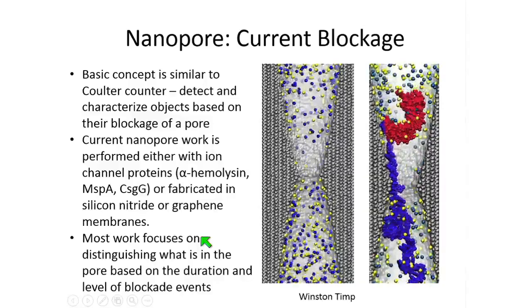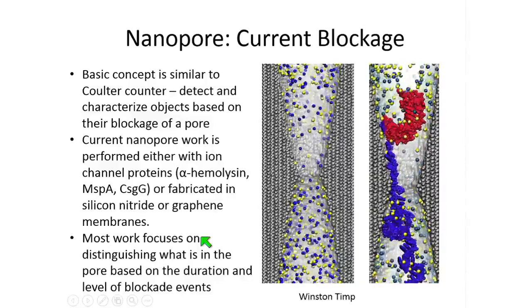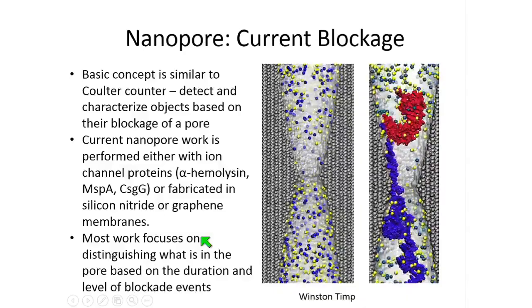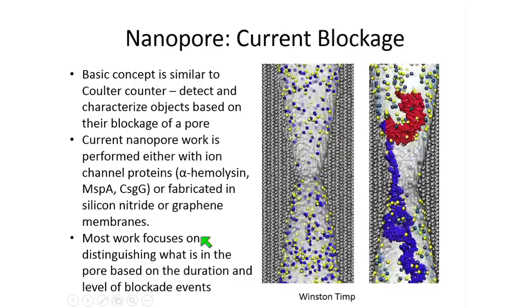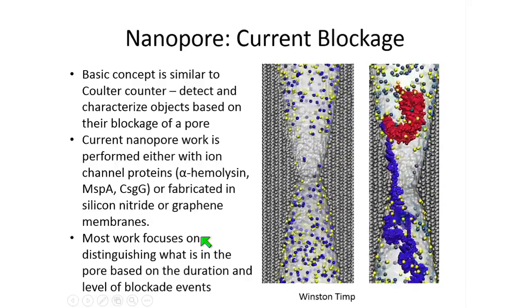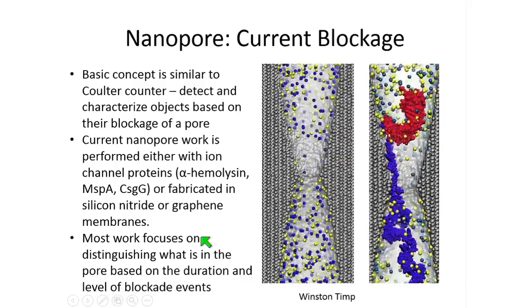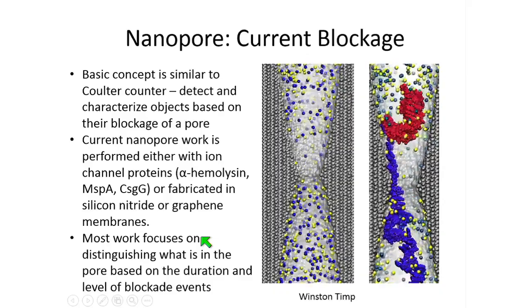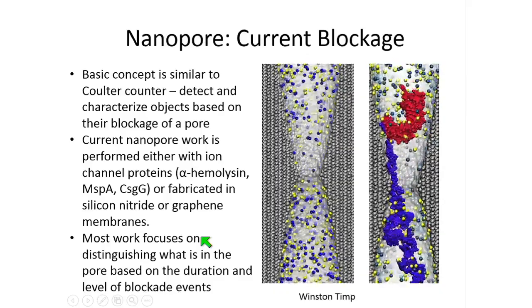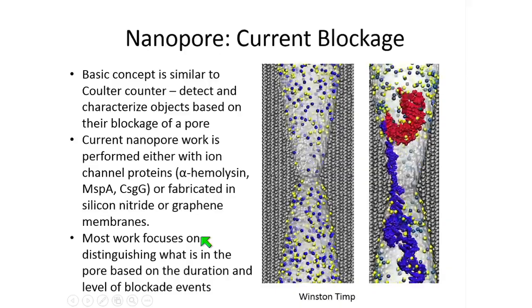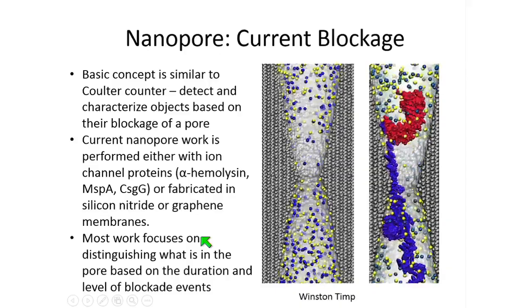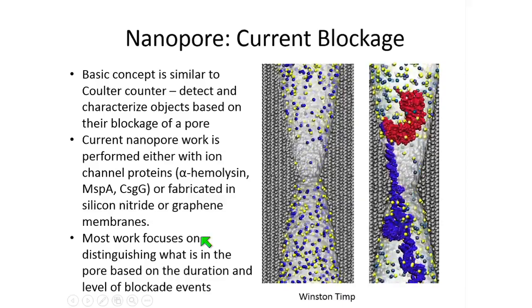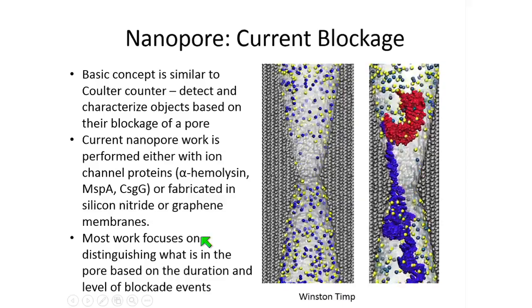How does it actually work in terms of sequencing? The basic concept is actually quite simple. You have a pore, a nanopore, and typically in academic literature, that's a bacterially derived biological pore, something like alpha hemolysin. Mycobacterium smegmatis porin A, and CsgG from E. coli has been recently announced. And there are also synthetic nanopores, such as using graphene.